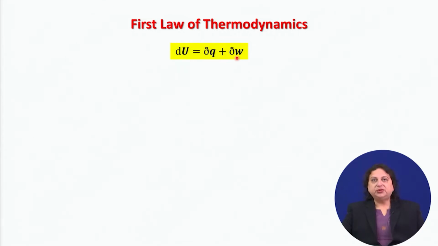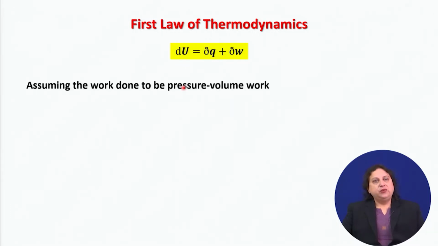And let me remind you that these symbols, the crossed d's, represent the fact that dQ and dW are inexact differentials, whereas dU, the differential change in the internal energy U, corresponds to an exact differential because U is a state function. Now, we have already seen that, especially in the case of ideal gases, I can assume the work done to be entirely pressure-volume work. Under that condition, dW can be written as negative P external into dV.